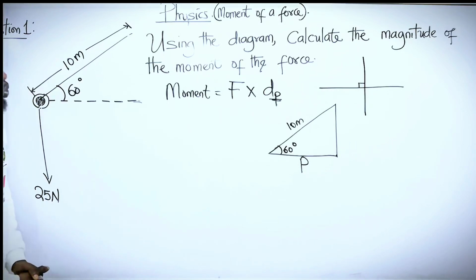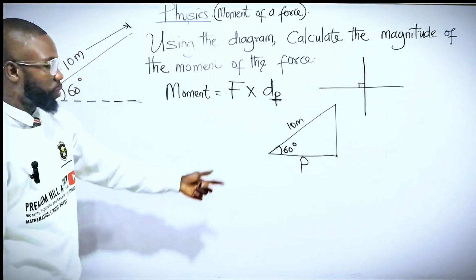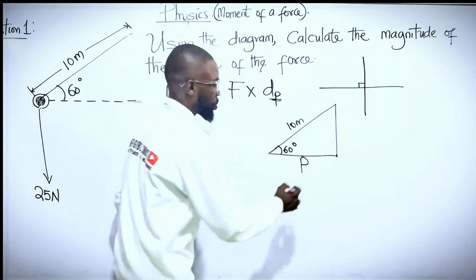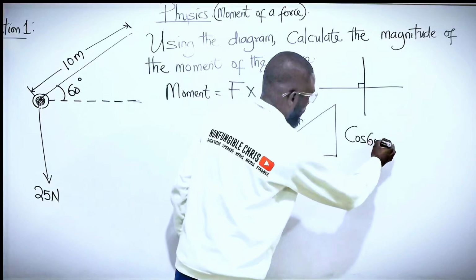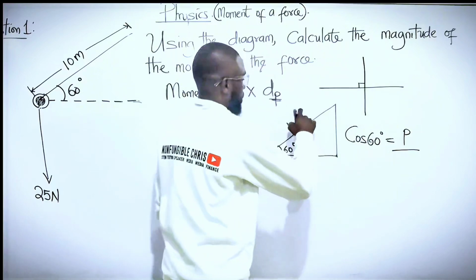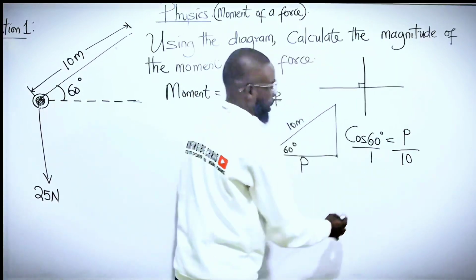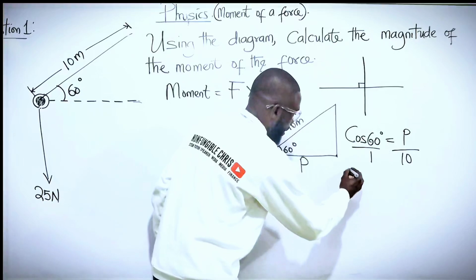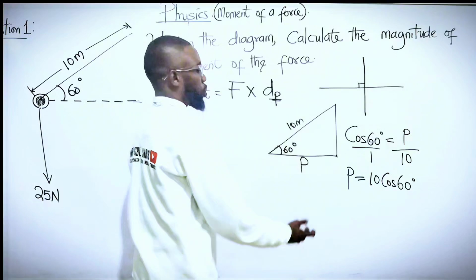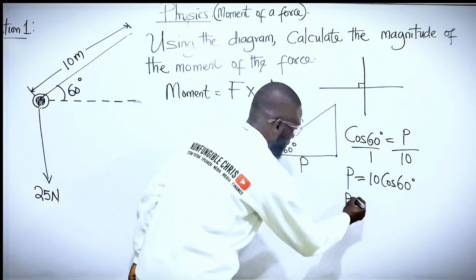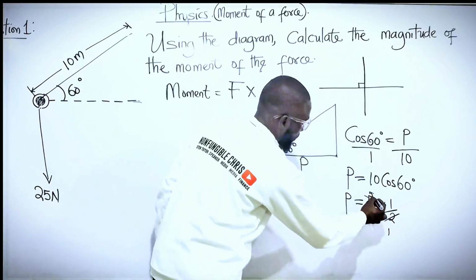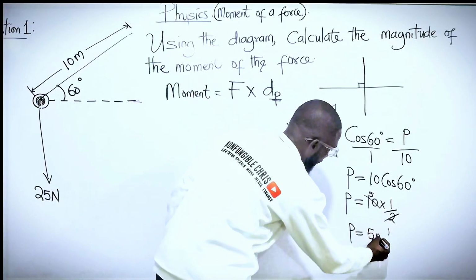At this point, if you are familiar with math, we're going to perform a trigonometric operation on this. That becomes cos 60, which is adjacent over hypotenuse. So cos 60 degrees is adjacent over hypotenuse, and the adjacent there is P over 10. If we cross multiply, we're going to have P as 10 cos 60. Now we know that cos 60 is 1 over 2. That means P is 10 times 1 over 2, which is 5. That means P is equal to 5 meters.